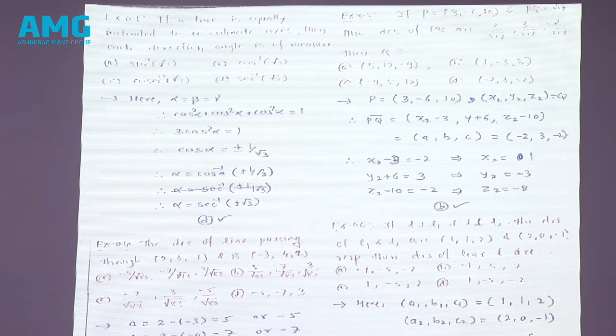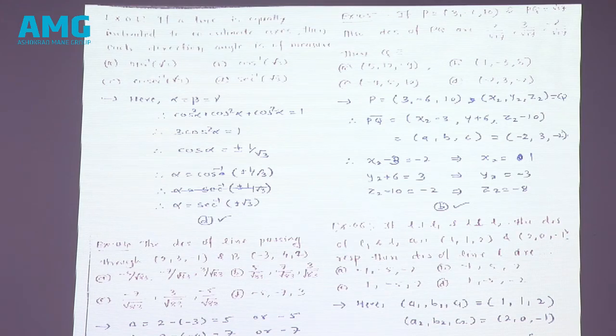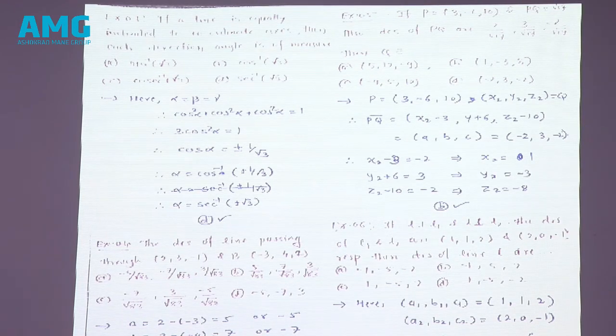Here remember that the line is equally inclined, therefore alpha, beta, gamma are the same. We write alpha = beta = gamma, and therefore cos² alpha + cos² alpha + cos² alpha = 1. This gives 3 cos² alpha = 1, and cos alpha = ±1 upon root 3. Therefore alpha = cos inverse of ±1 upon root 3. But this option is not available in the given 4 options.